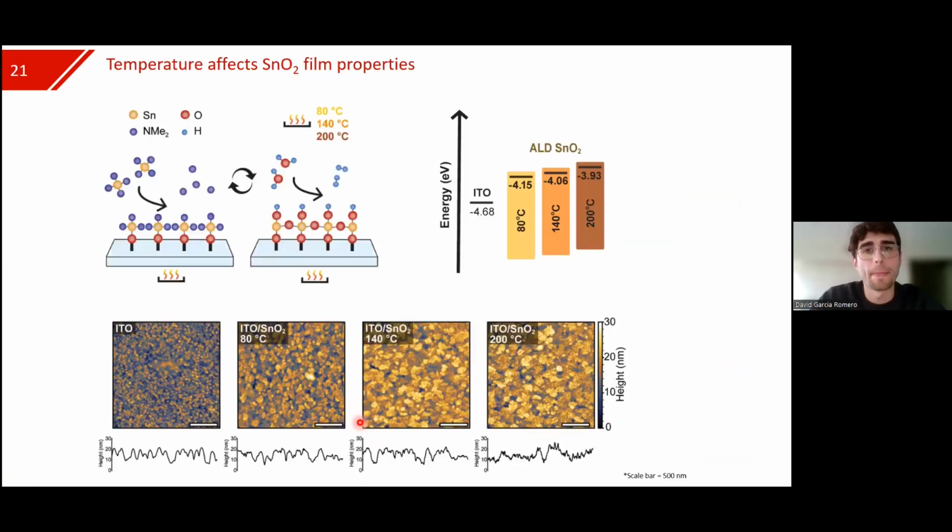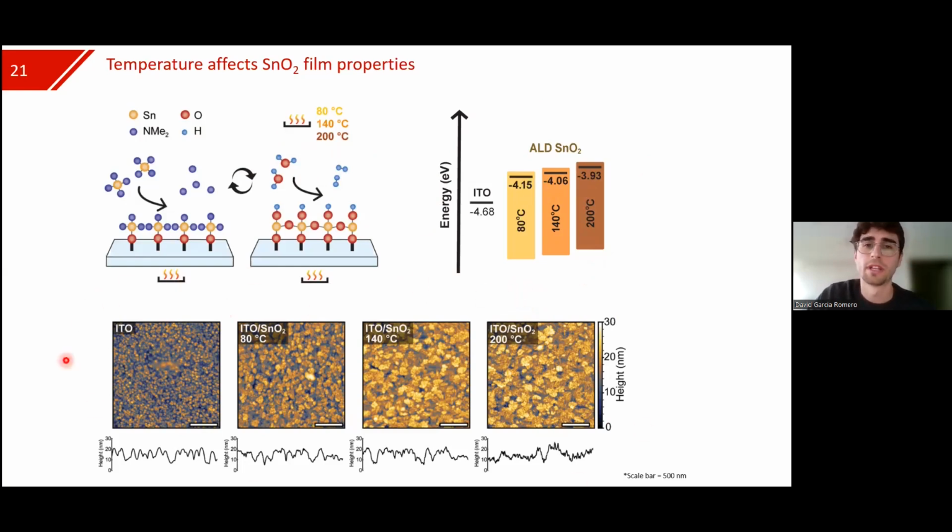So what we did in this case is to grow tin oxide. So we are using tin precursor and water, and we selected 3 different temperatures to study the material properties at each of them. So I'm briefly showing here again the KPFM measurements we employed, so we can tune the Fermi level at the surface of each of these ALD tin oxides.